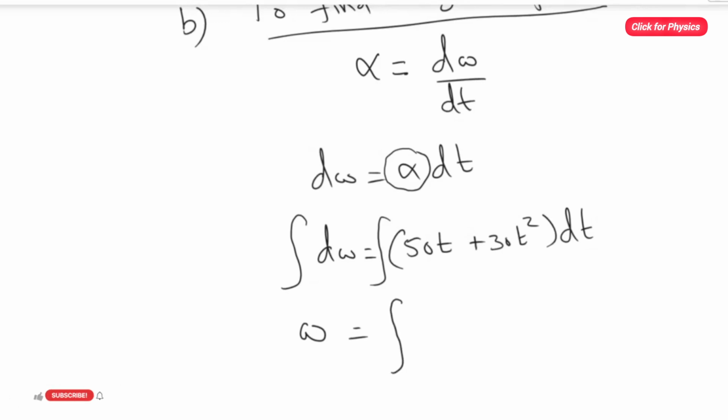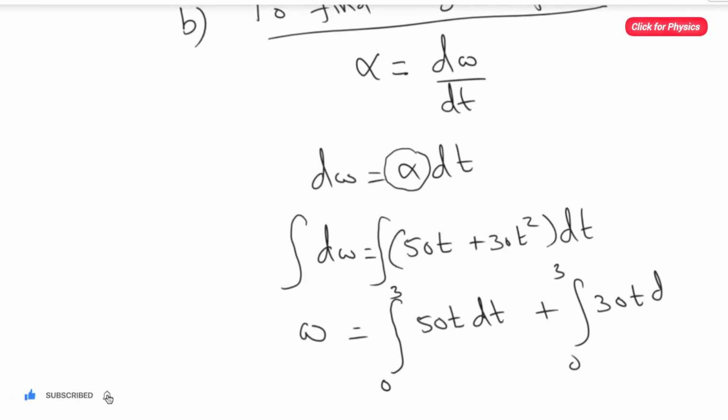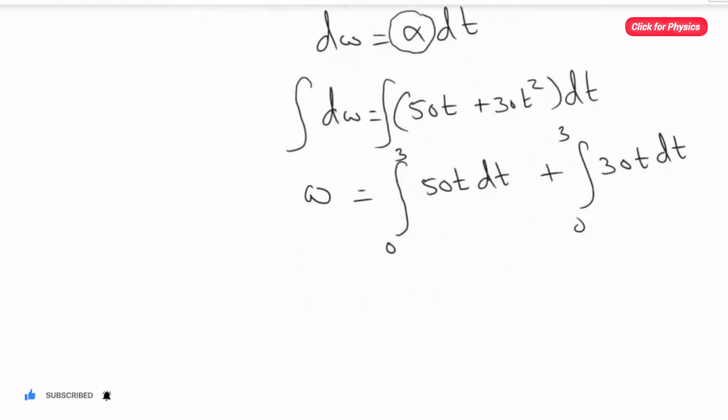And here we have two limits, the lower limit and the upper limit, right? So here the lower limit of the time is 0 second and the upper limit is 3 seconds. Better I can split into two parts. So integral of 50t multiplied by dt plus, with limit of time 0 to 3, 30t square multiplied by dt. Here we have to use the rule for x power n, which is given by x power n plus 1 over n plus 1.